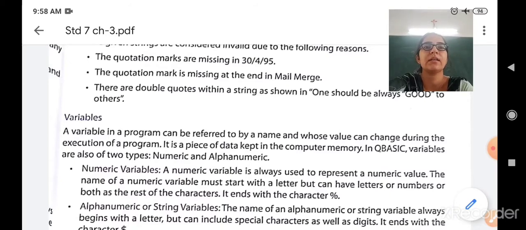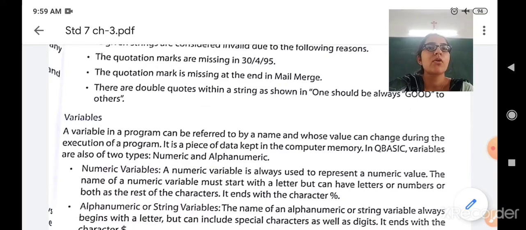In QBasic, the variables are of two types. First is the numeric variable and second is the alphanumeric variable. Let us see the numeric variable first. A numeric variable is always used to represent a numeric value. The name of the numeric variable must start with a letter but can have letters or numbers both as the rest of the characters. It ends with the character modulus.